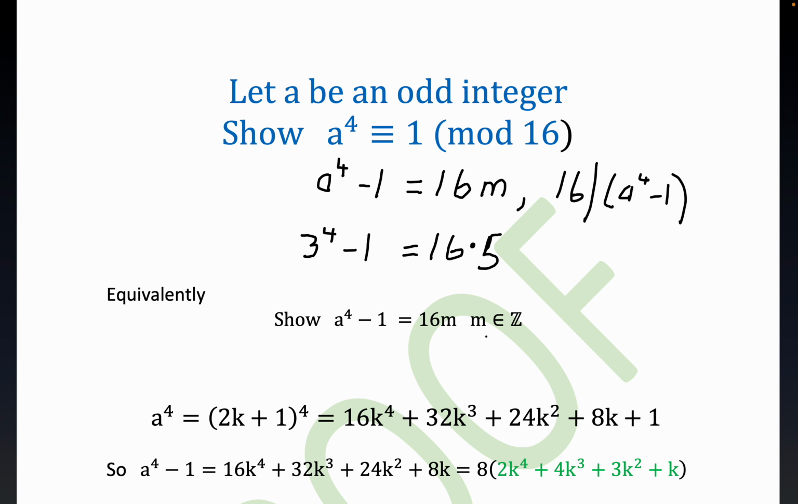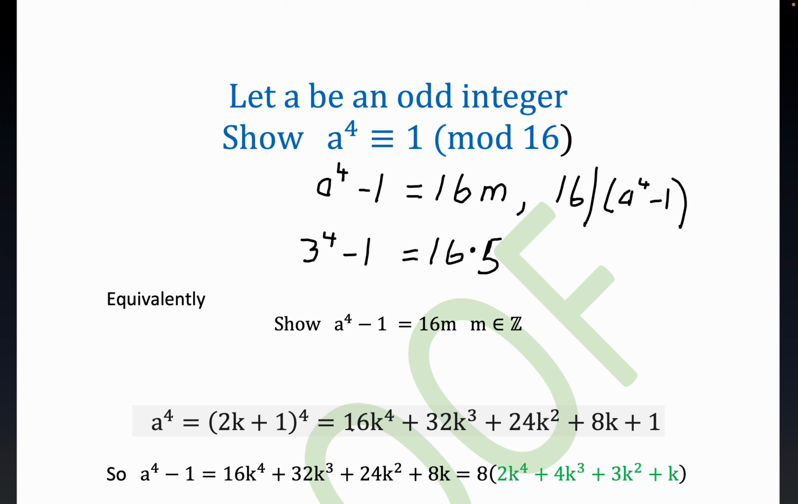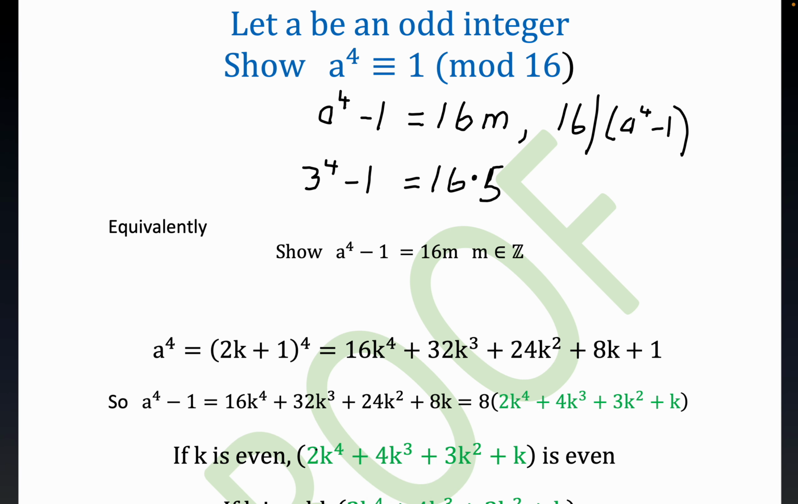So it makes sense to expand out a to the fourth. Now this part right here is time consuming. You can use the binomial theorem to do this, but this part could take you 5 or 10 minutes to do without making mistakes. It's hard, you know. But anyway, I omitted that work, but we can use the binomial theorem to prove this expansion, 2k plus 1 raised to the fourth power. Now you can see that when you subtract 1, it's just going to chop off this 1 right here, and you're left with this statement right here, okay?